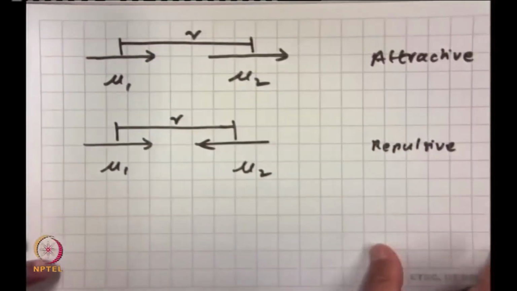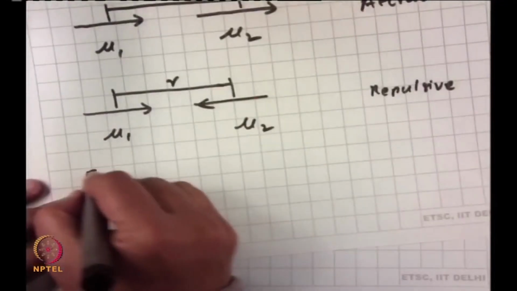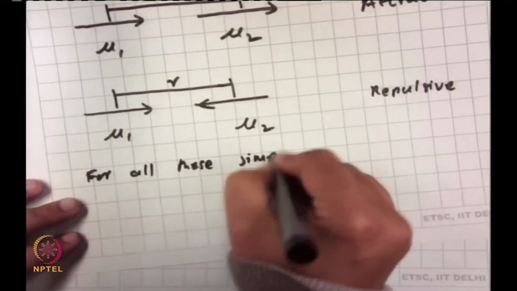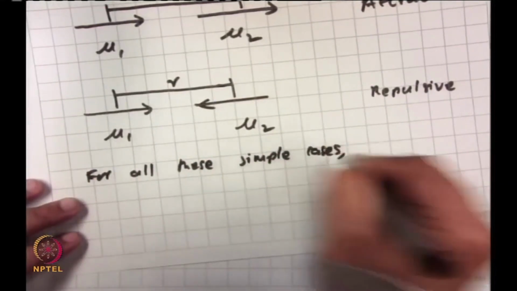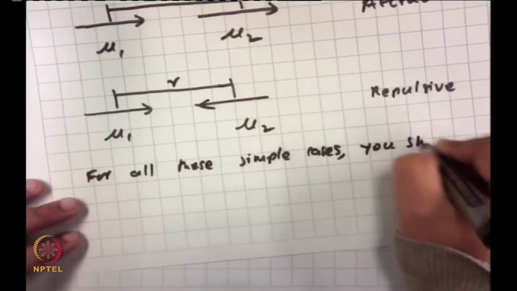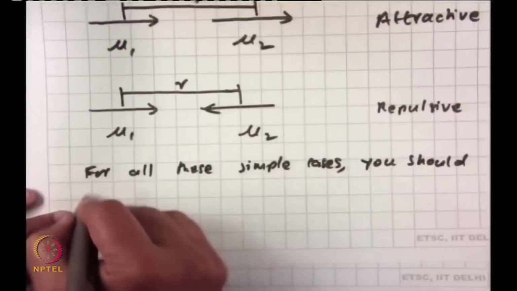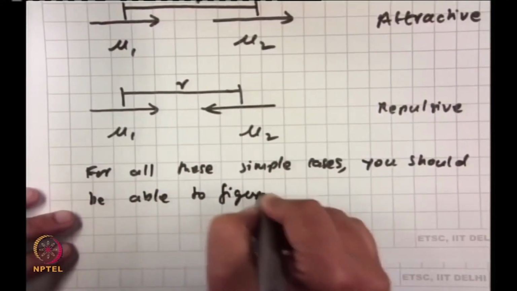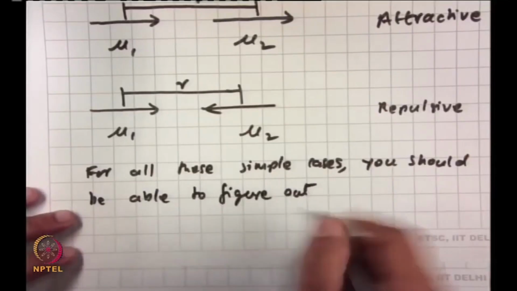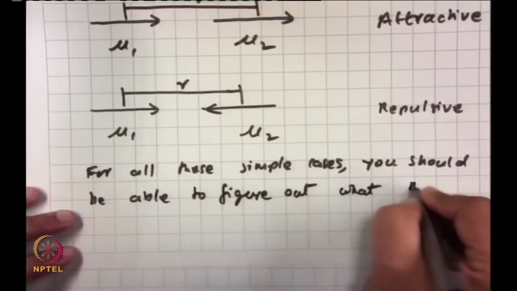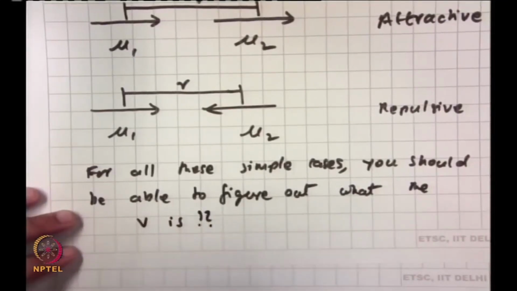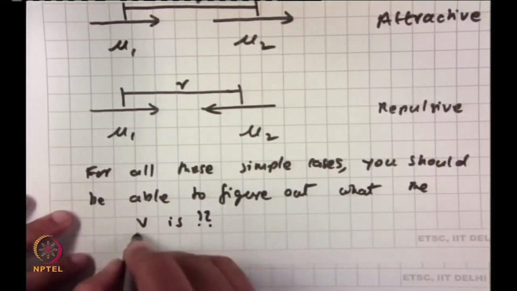So the bottom line is, for all these simple cases you should be able to figure out what the interaction potential V is. This you should be able to figure out.